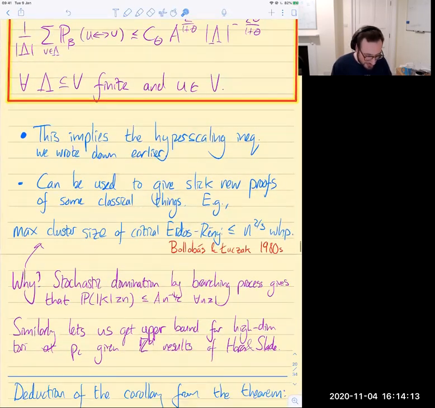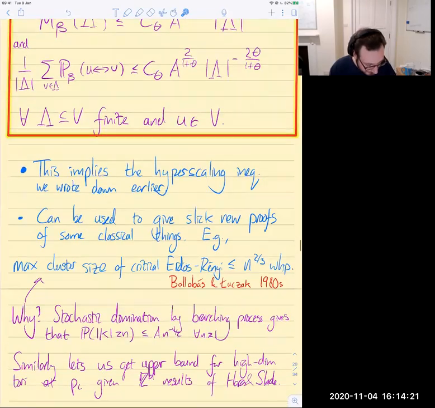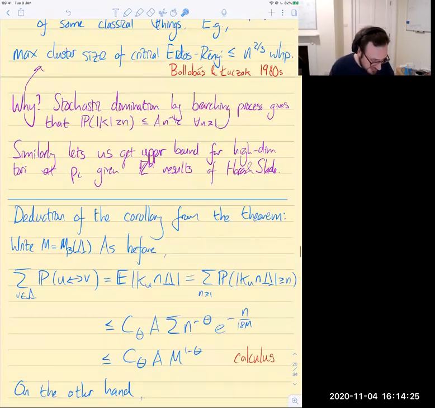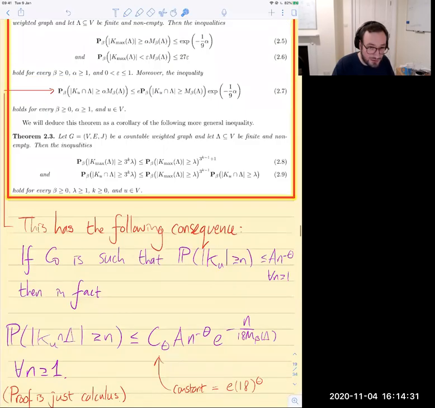So I think this is a very cool thing. It's a very general thing, and yeah, it's just something that seemed to be missing. And the proof is not too hard. So let's first see how we deduce this corollary about the maximum from this theorem.